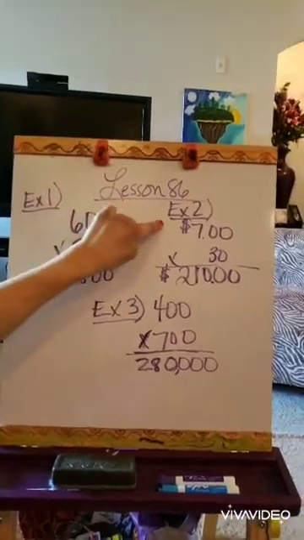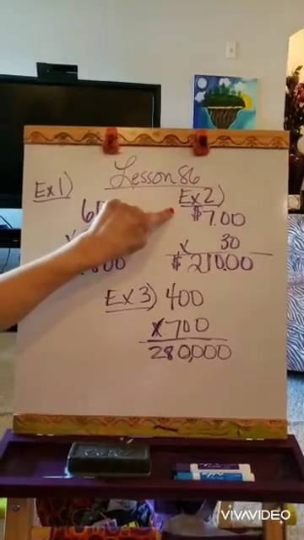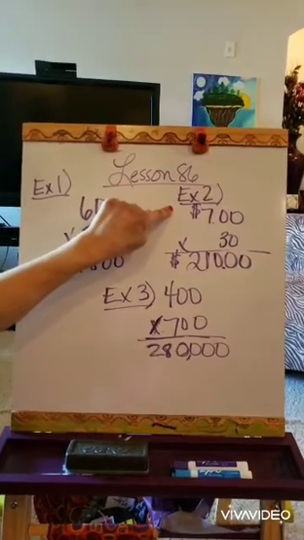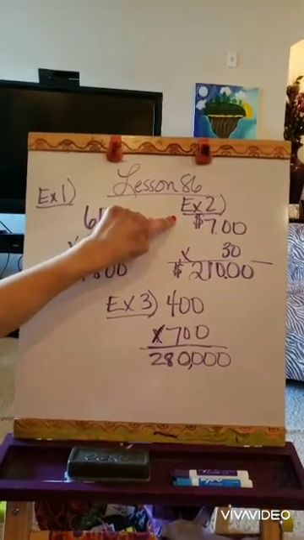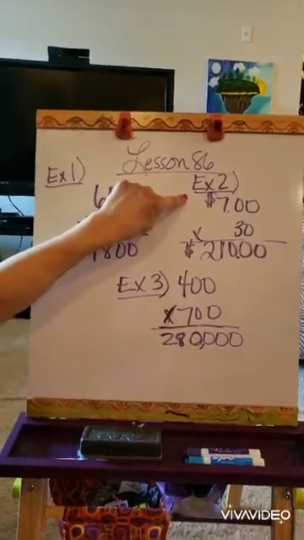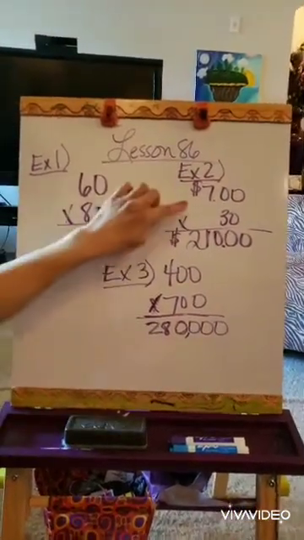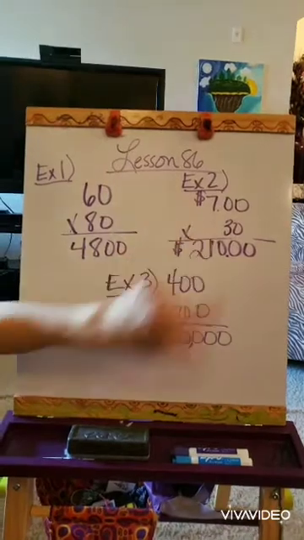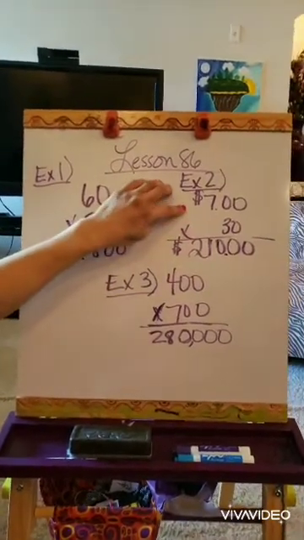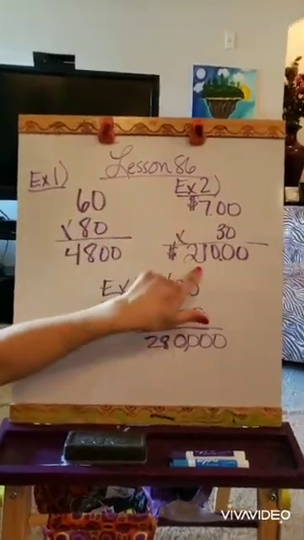Now, example 2, the question says a store has 30 ping pong paddles for sale at $7 each. How much money will the store receive if all of the paddles are sold? So my problem is $7 times 30 paddles. Again, you simply think 7 times 3, which is 21.